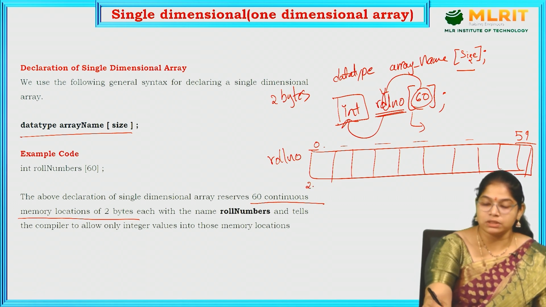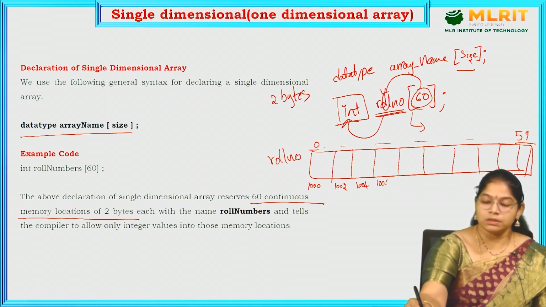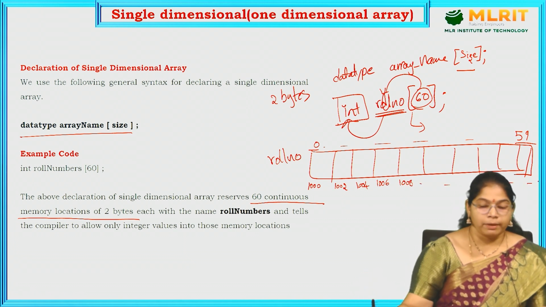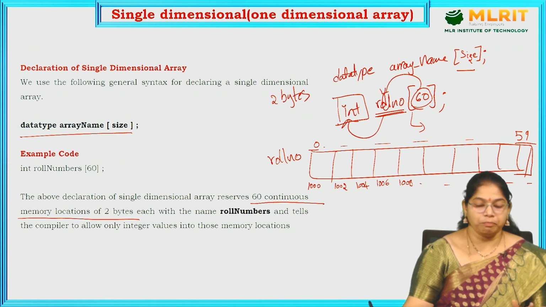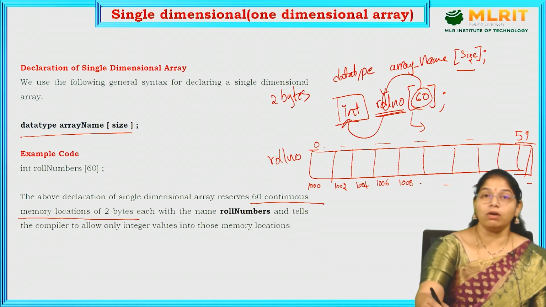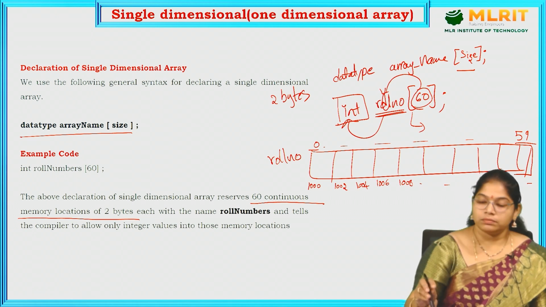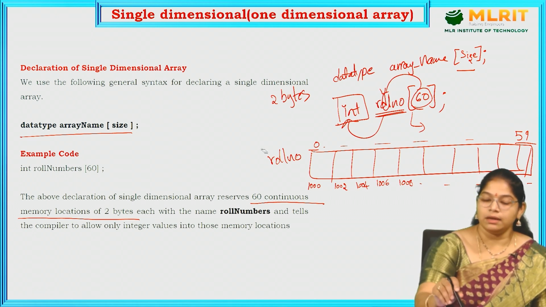Let us suppose the base address of the first data item is 1000. Then the next is 1002, 1004, 1006, 1008 in such a way, because each integer can take 2 bytes of memory and all are stored in continuous memory locations in an array. So how to access the elements of an array?